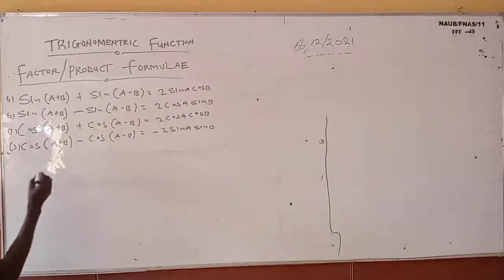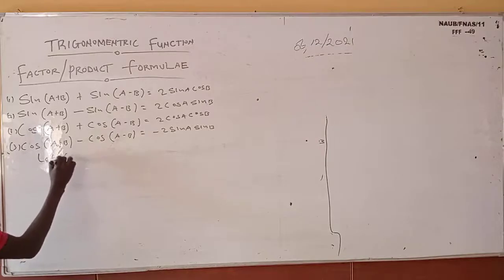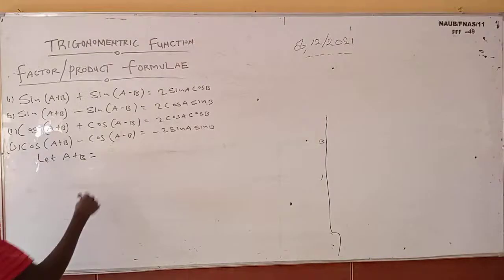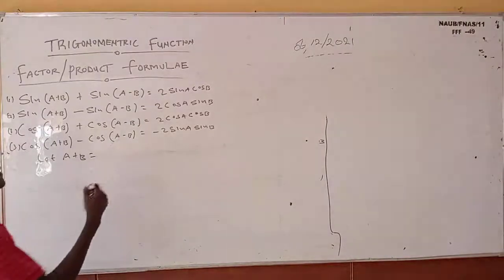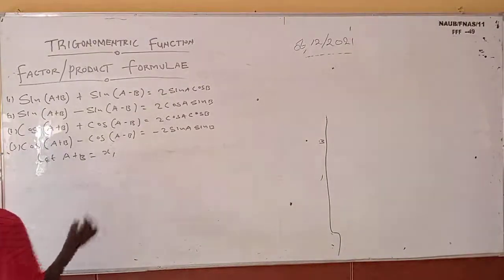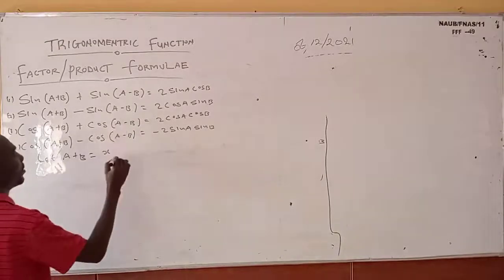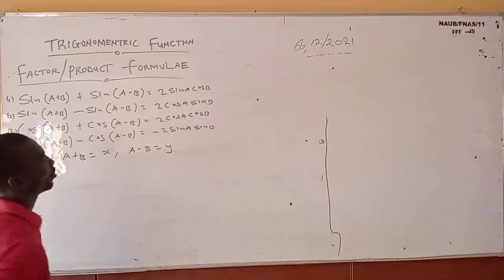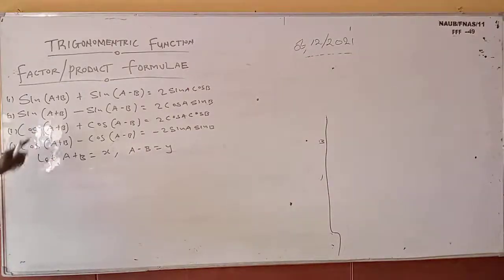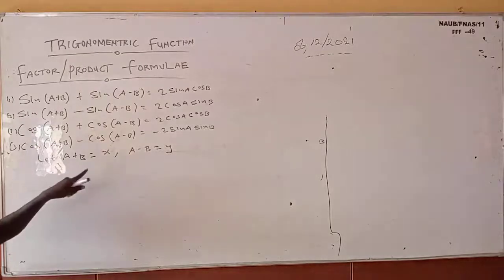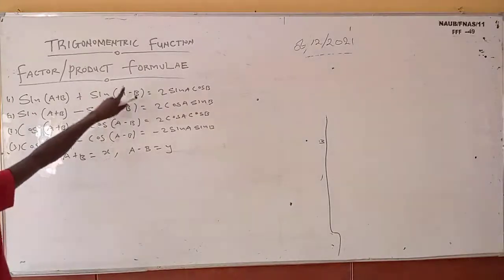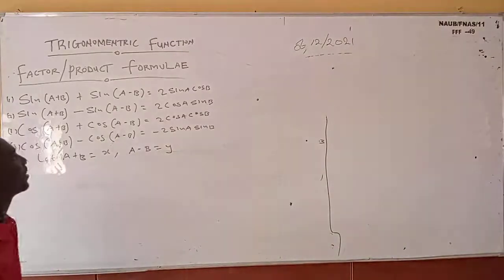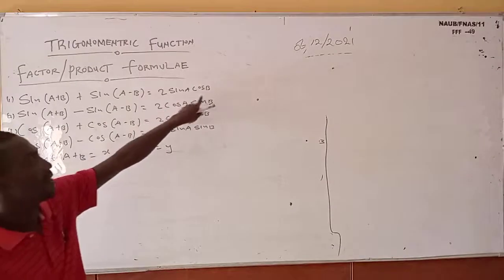Let's assume let A plus B be equal to anything, let's say P or Y or X. Should I say X? Okay, let me say S. And A minus B be equal to what? Y. So it means that anywhere I see A plus B here, I'm going to replace it with what? S. Anywhere I see A minus B, I'm going to replace it with what? Y. You get that? So now, don't forget, we still have A and B here, right?